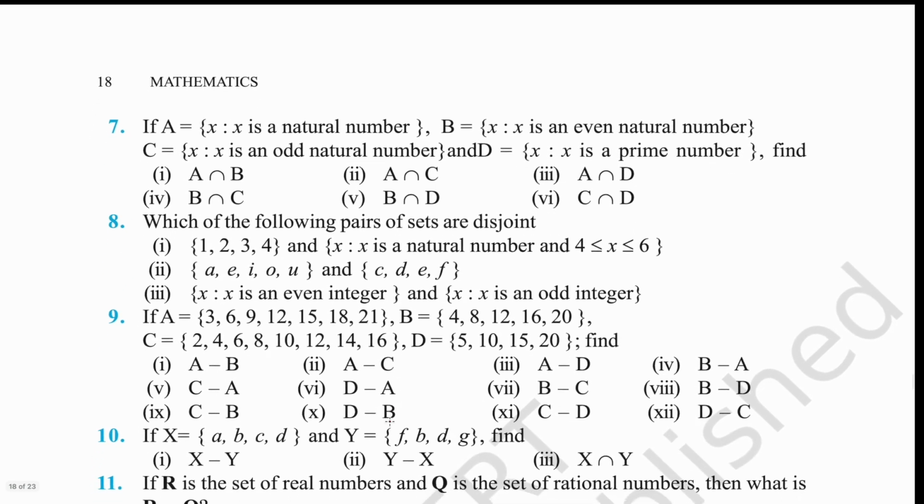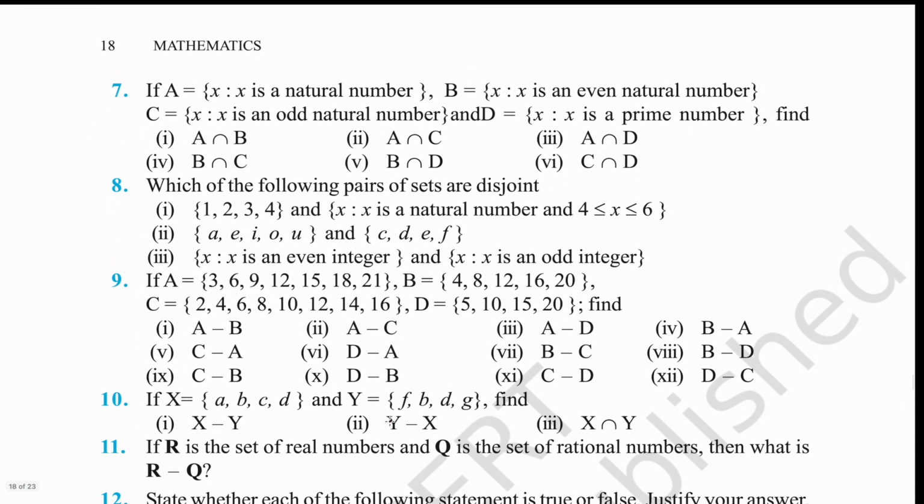Going forward, let's solve question number 7. So 7 is X is a natural number, right? A is a set and it is a set of natural numbers. B is the set of even natural numbers, right? And C is the set of odd natural numbers. And D is a set of prime numbers.